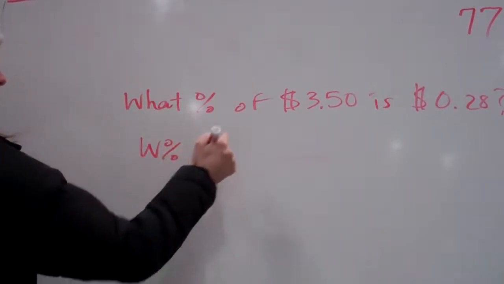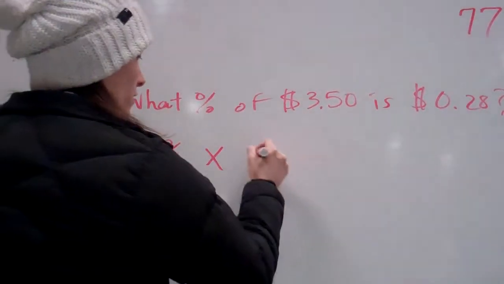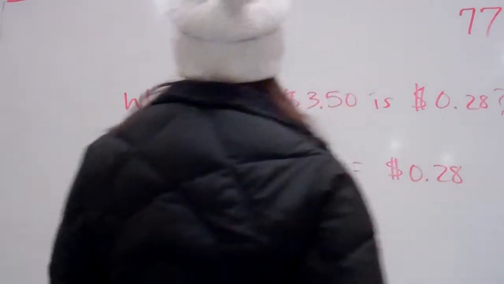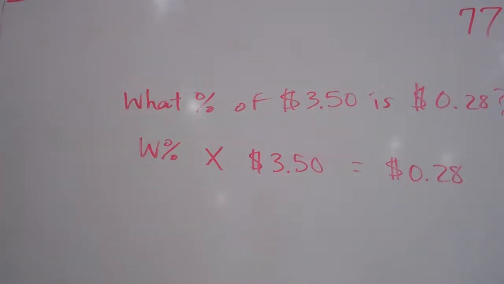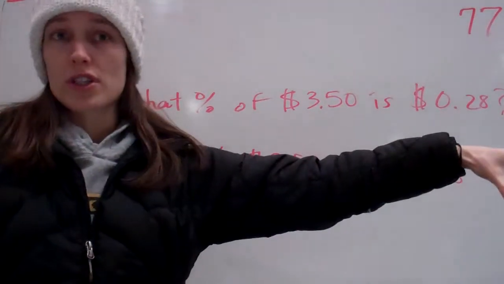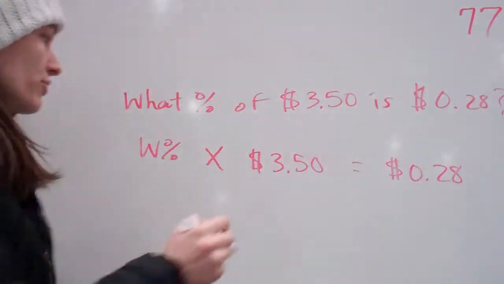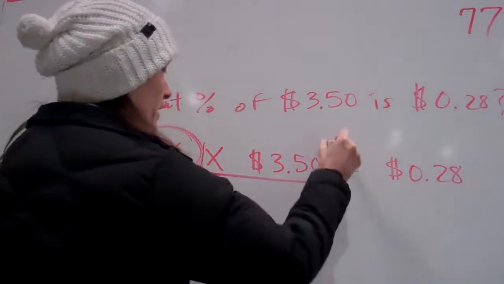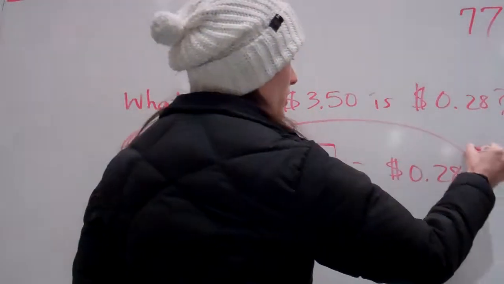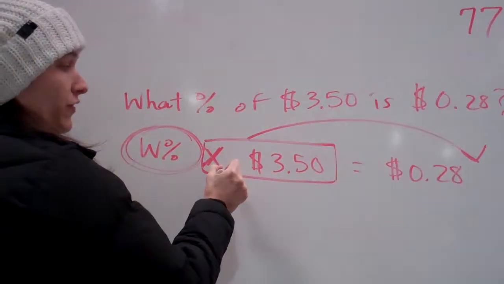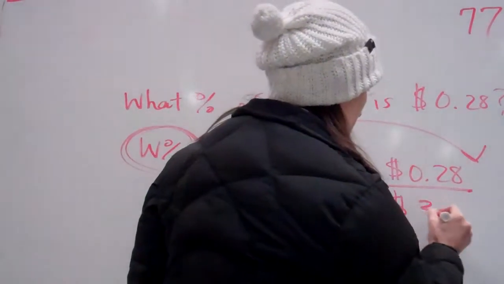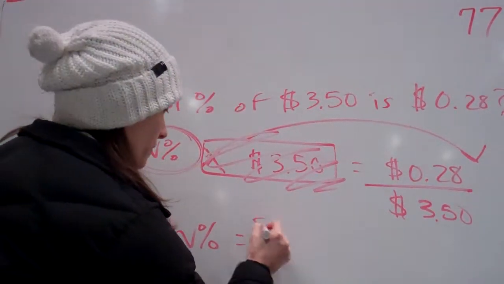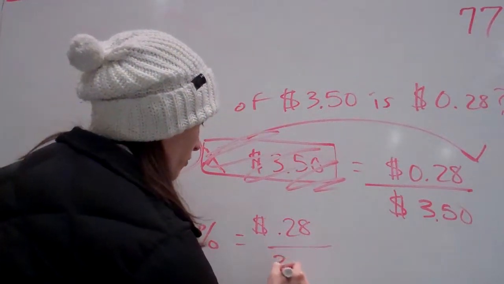W percent of means times $3.50 equals 28 cents. Okay, now, how many of y'all are thinking we're going to move this over across the equals? Is that what most of y'all did? Okay, let's do it that way. So I want to get this by itself because that's what we're trying to find. I want to move this out of the way, so we're going to move it across the equal sign. And since it says times 3.50, it's actually going to be divided by 3.50, and that gets rid of it. Now it says what percent equals 28 cents over 3.50.